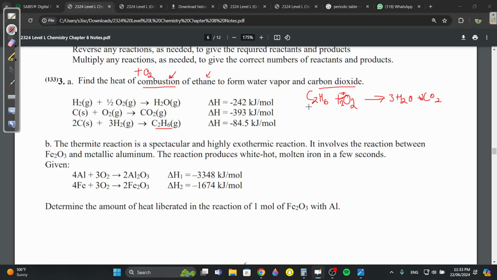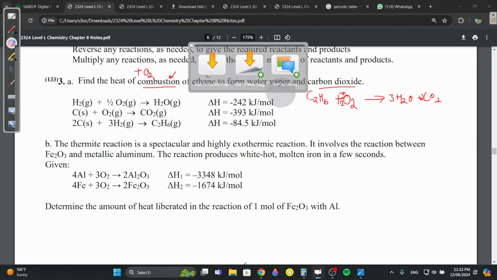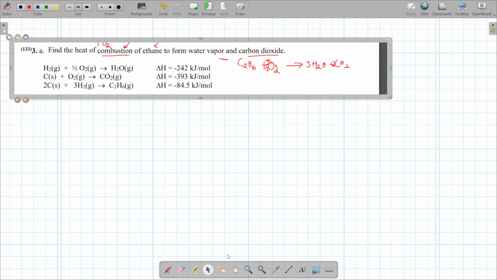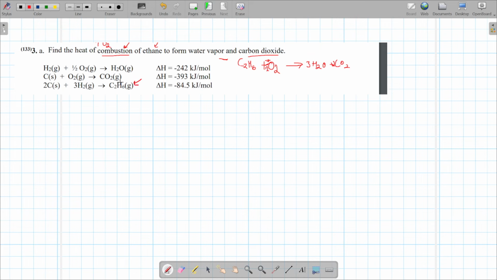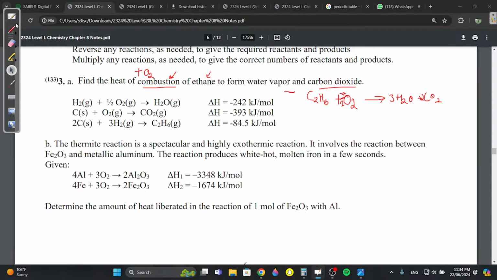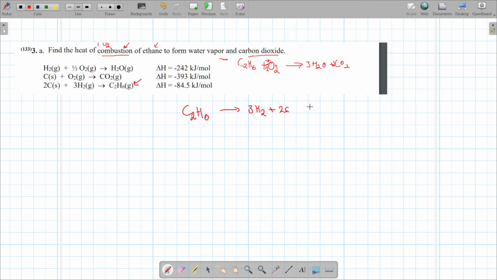How do we make it like this? What's the first thing we need? We need C2H6 on our reactant side. Here we have it on our product side, so let's flip it. Let me take this to open board. So let's flip this one first because we want C2H6 on our reactant side: C2H6 to produce 3H2 plus 2C. And since we flipped it, it becomes positive: delta H1 equals 84.5.